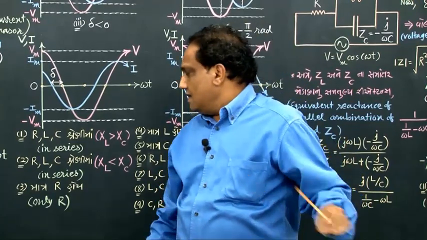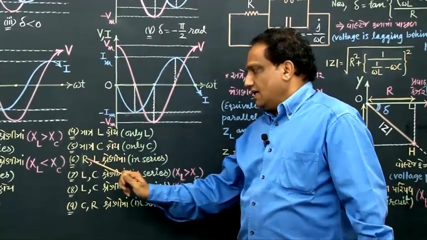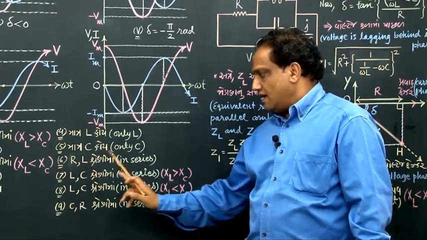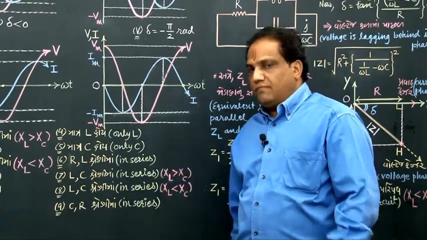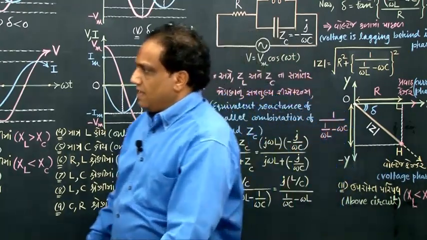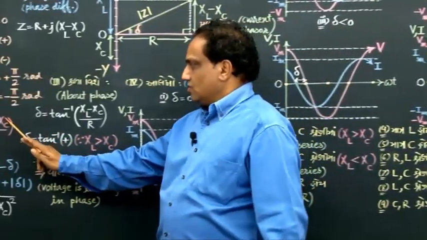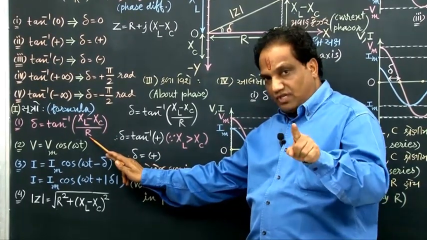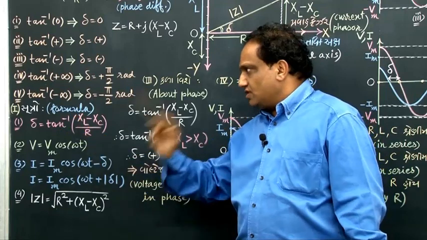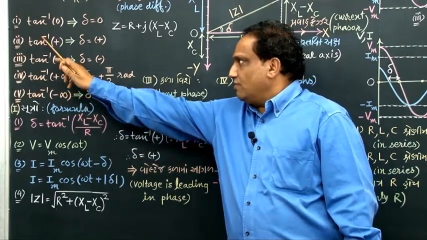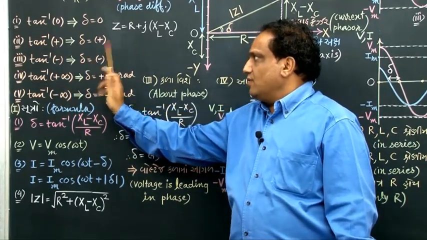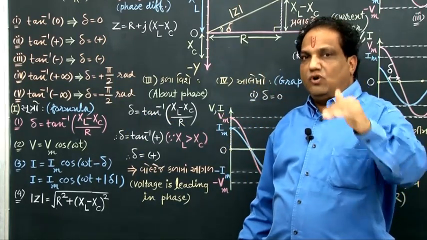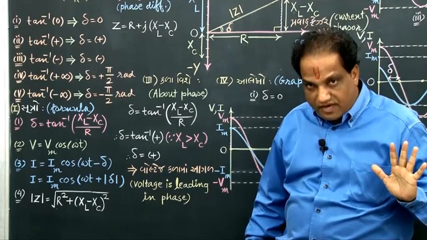Fine. Now let us consider circuit number 6, in which R and L are in series, meaning the capacitor is not there. If the capacitor is not there, then this is not there. So a positive number divided by a positive number will give you a positive number, tan inverse of a positive number, so delta will be positive. And whenever delta is positive, voltage is leading ahead in phase.